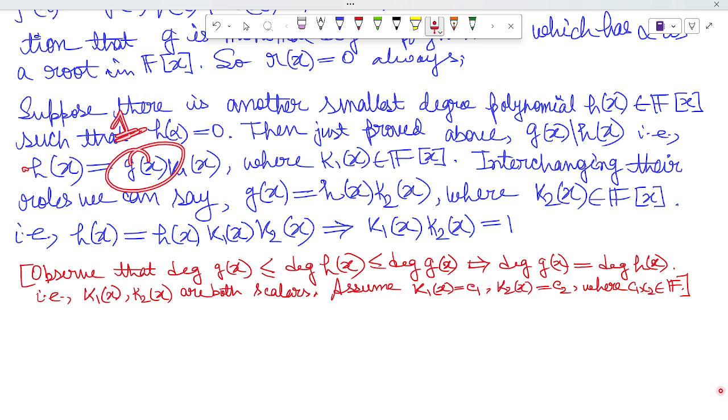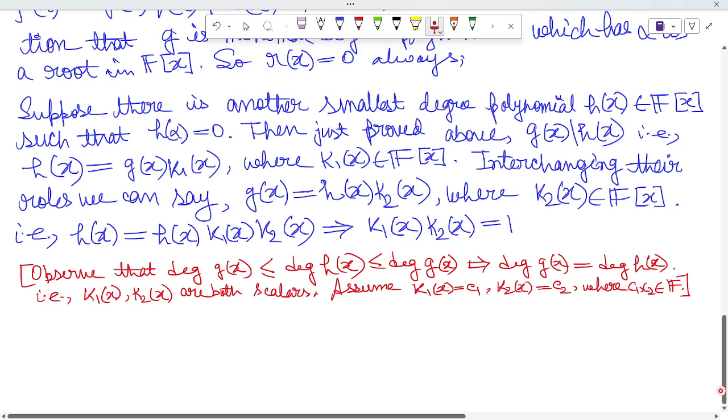Its leading coefficient is 1. So what is the leading coefficient of h(x)? It is something like c1. And what is the leading coefficient of this thing, h(x)? Also, you can assume that h(x) is a monic polynomial. There is no harm to assume that they are monic, because we can.